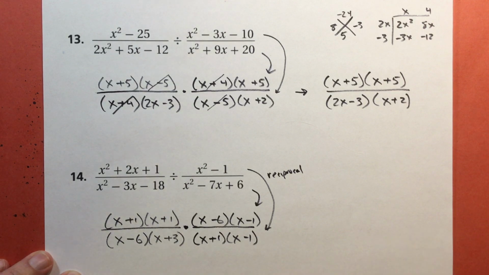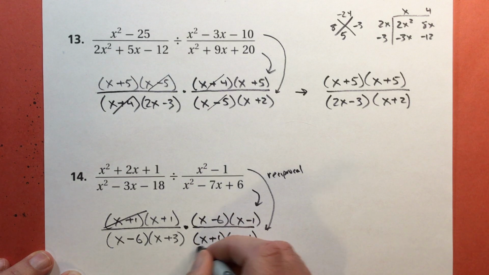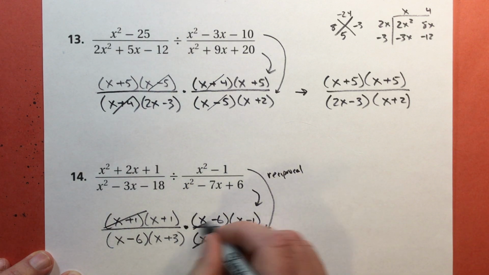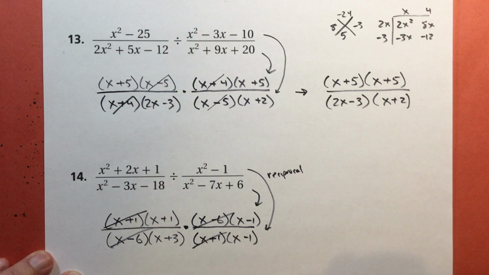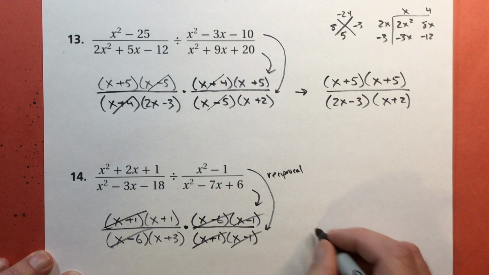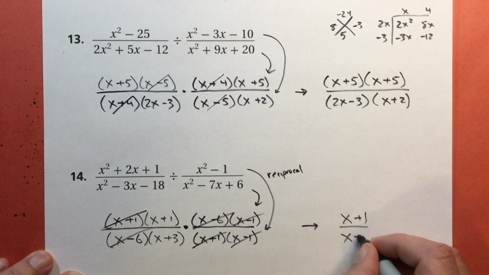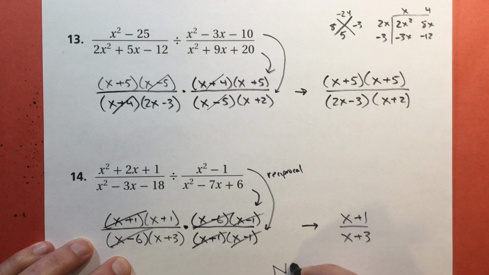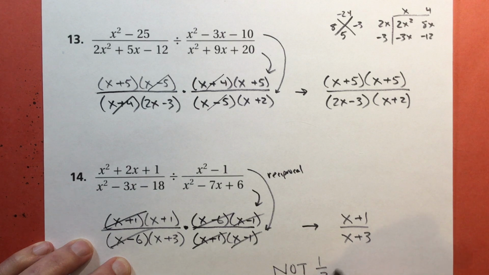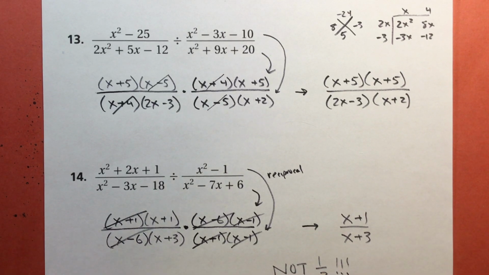All right, now I'm looking for matching pairs top and bottom. Here's x plus 1, x plus 1. Here's x subtract 6, x subtract 6. And here's x minus 1, x minus 1. So when it's all said and done, I get x plus 1 over x plus 3. This is not 1/3. The x's do not reduce.